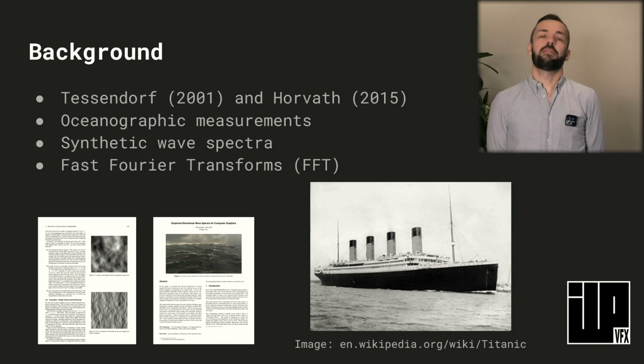The key mathematical idea is that if you generate the ocean spectra, you can then use something called a fast Fourier transform to convert those spectra into the spatial domain so that you can displace your geometry to get nice looking waves.